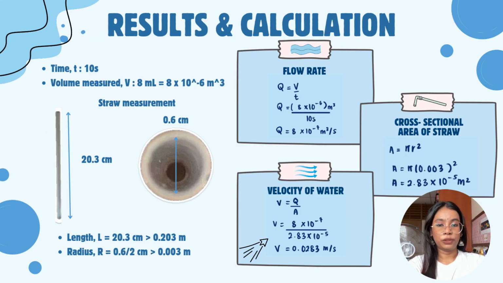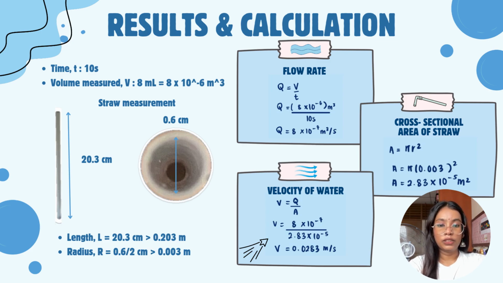Next, this slide shows the results and calculation obtained from our experiment using the straw model. First, the time taken to collect the water was recorded as 10 seconds and the volume measured was 8 milliliters. When we convert it into cubic meters, it's 8 times 10 to the power of negative 6. The length of the straw was measured as 20.3 centimeters, which is equivalent to 0.203 meter. The diameter of the straw opening was 0.6 centimeters, so the radius used for calculation is 0.003 meter.